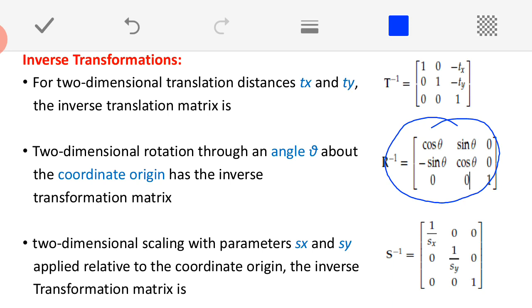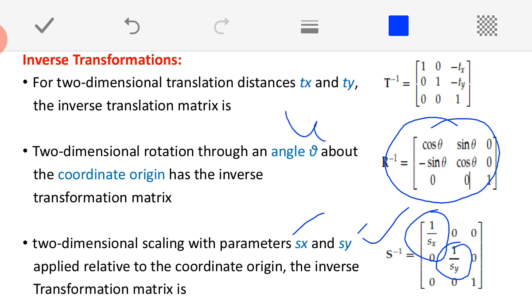The last one is two-dimensional scaling with parameters Sx and Sy. What about the inverse matrix for scaling? The inverse matrix for scaling comes from the reciprocal of the scaling factor. In normal scaling I write Sx and Sy, but in case of inverse, S inverse, I write the reciprocals, 1 by Sx, 1 by Sy. If I do that, whatever object I have scaled will come back to its original size. The same thing applies for rotation.